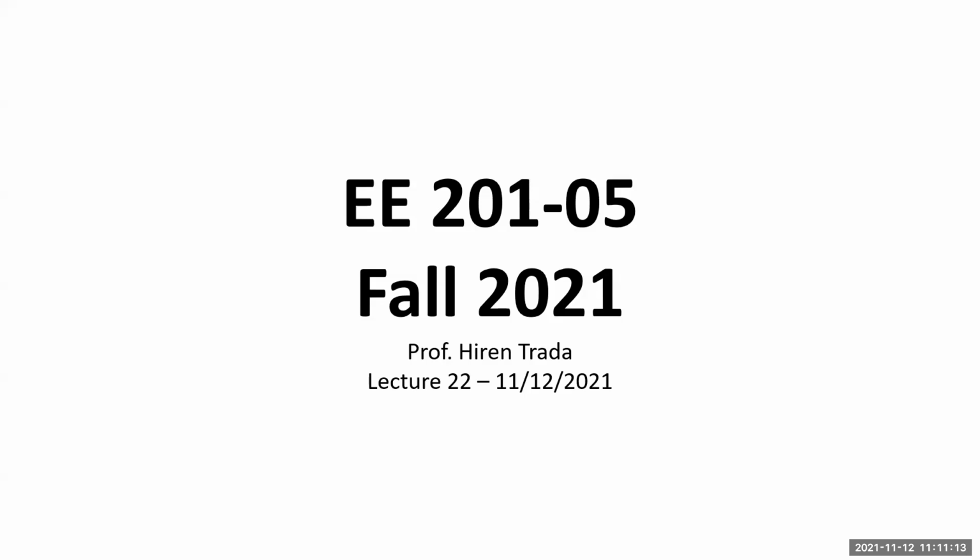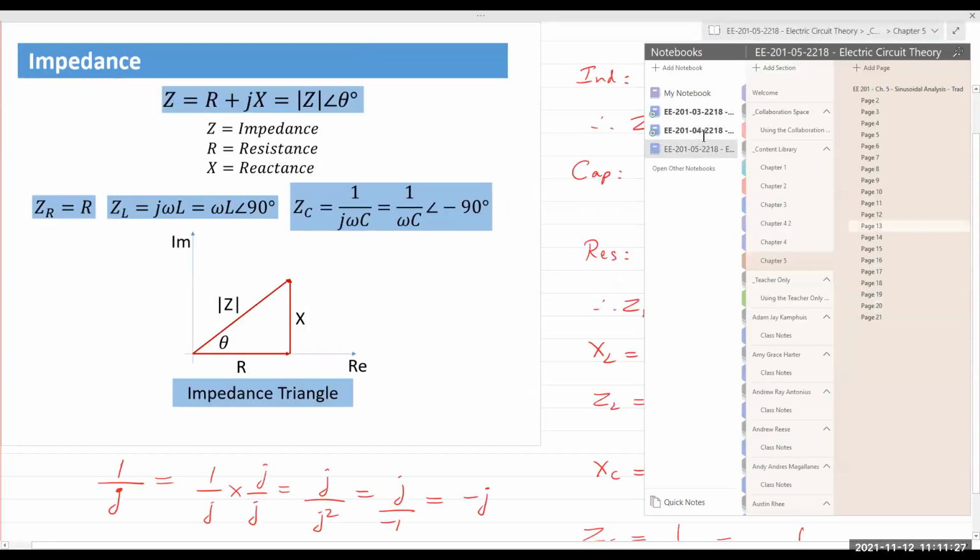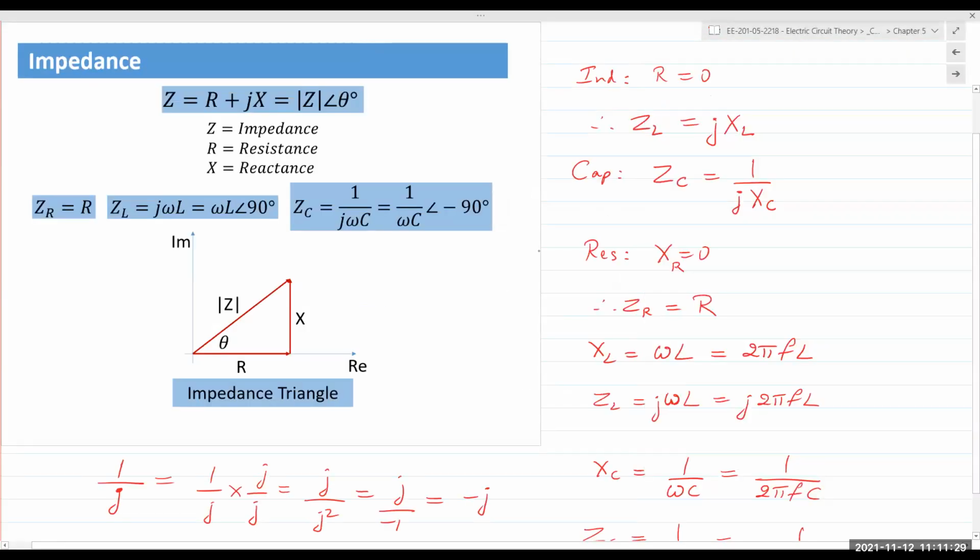All right, let's continue our journey on AC sinusoidal steady state analysis. So we stopped here last class. We covered the complex number representation for sinusoidal waveforms, whether it's voltage or current, and we also looked at impedance and the impedance triangle. Any questions about any of those concepts?